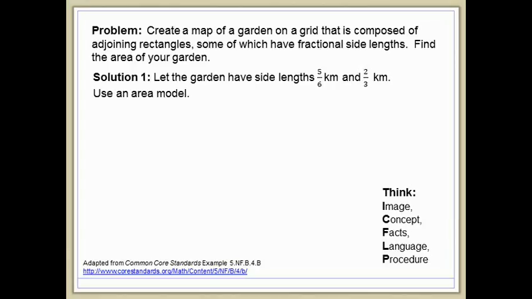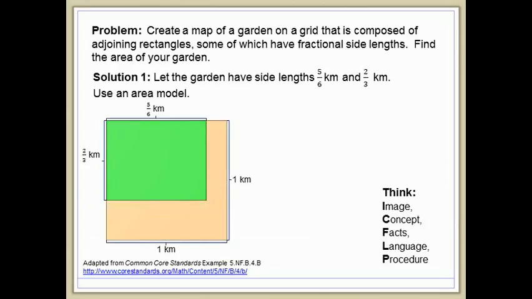We're going to use an area model by representing the garden first as a rectangle that is 2/3 kilometers in one direction and 5/6 kilometers in the other. I haven't yet drawn the grid, but the first thing to notice is that the side length is a part of some whole, and we need to have an idea of what that whole is. And so we'll draw a whole square kilometer around the garden to understand that 5/6 is 5/6 of 1 kilometer.